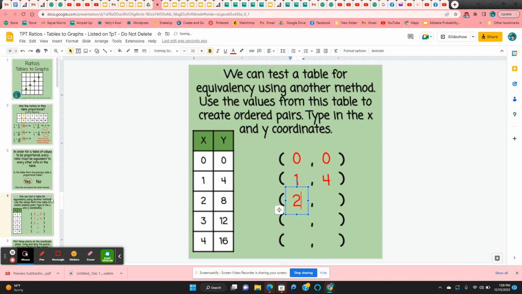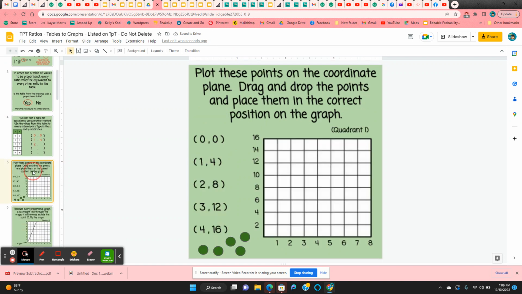So now that they've created ordered pairs, they need to graph those ordered pairs on the coordinate plane. So on the next slide, they're just going to be graphing these points. They can click and hold on any of these points and move them where they need to. So they're going to graph (0, 0), (1, 4), and so on.